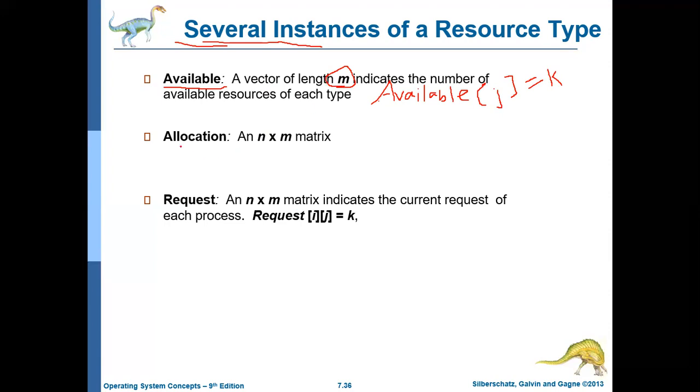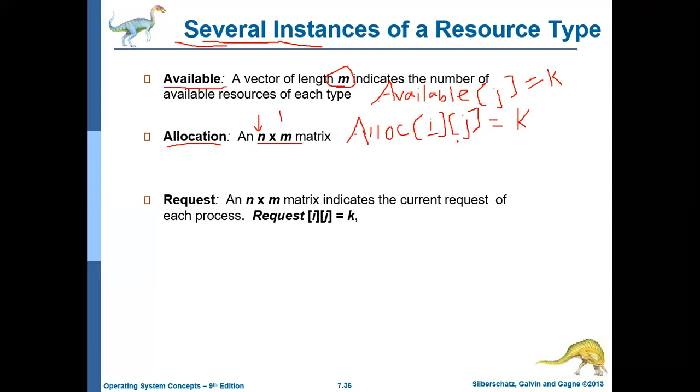Okay. And there is a matrix called the Allocation matrix of size n cross m, where n is the number of processes and m is the number of resources. Okay. So Allocation, let me call it Alloc just for short. Alloc of i comma j equal to k means that currently k instances of resource type j are allocated to process i.